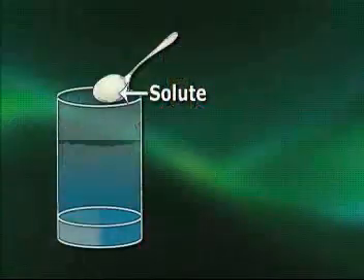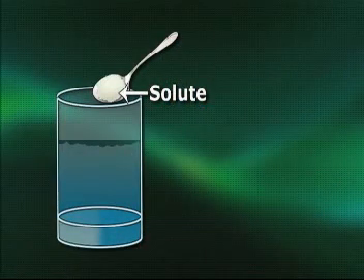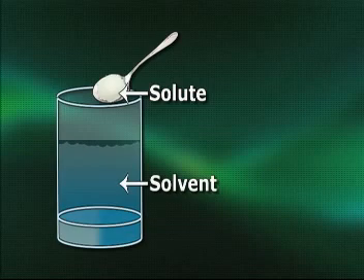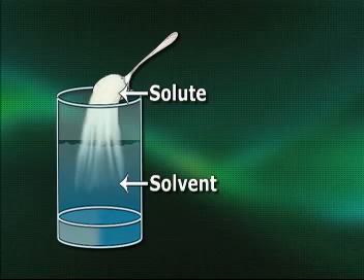Let us use the example of sugar-water solution. Sugar is the solute and water is the solvent. A dilute solution of sugar would contain a high concentration of water and a low concentration of sugar. A concentrated solution of sugar would contain a low concentration of water and a high concentration of sugar.